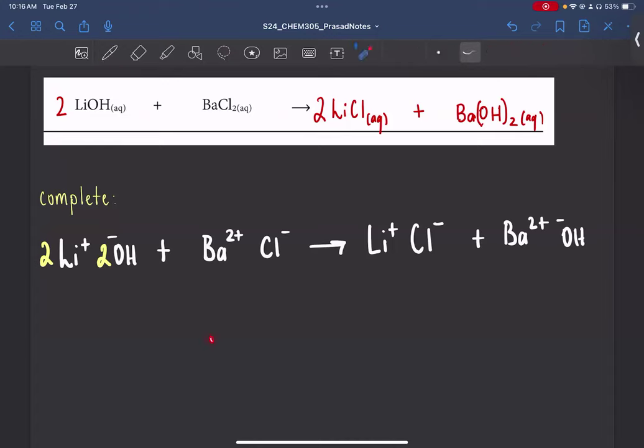Because otherwise, if you wrote it in front like this, you are simply telling me that there are two lithiums and only one OH. That is incorrect. So it needs to be explicitly clear. To keep it going, we do the same thing for the lithium chloride right here. And then for the hydroxide at the end, we put a two in front of it.